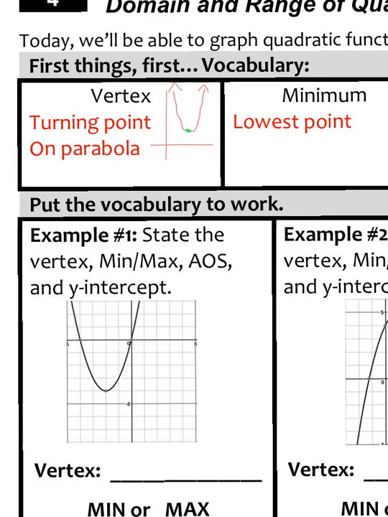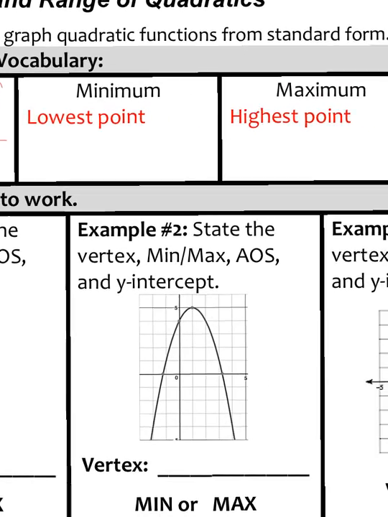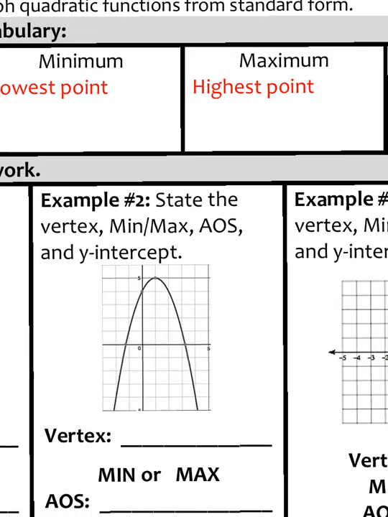Now, the vertex can be labeled in two different ways. There's minimum and there's maximum, and it's kind of different from what you think it would be on describing it. So minimum is lowest point, which that's fine. And that means that it's kind of like what I just drew before. It's the lowest point of that parabola, okay?